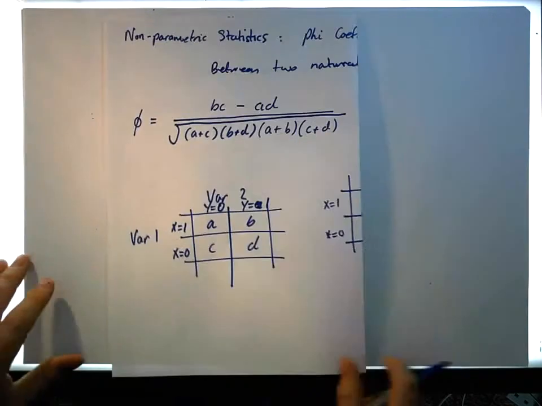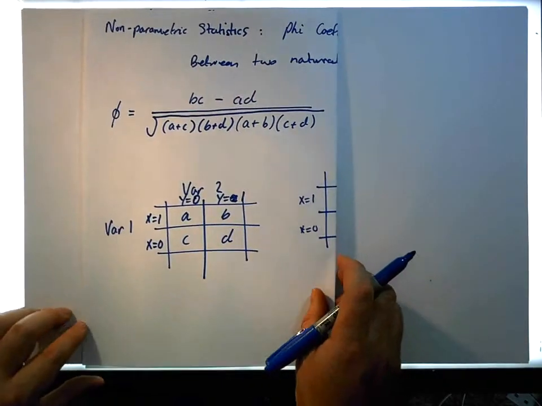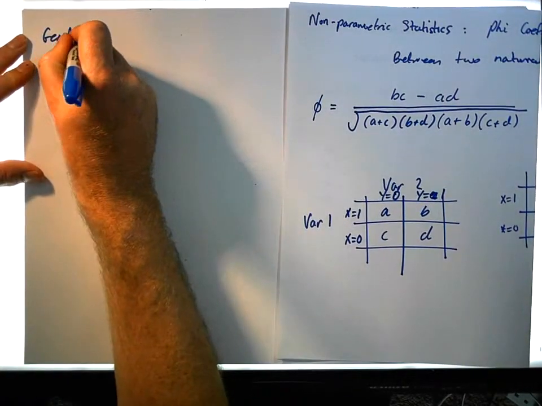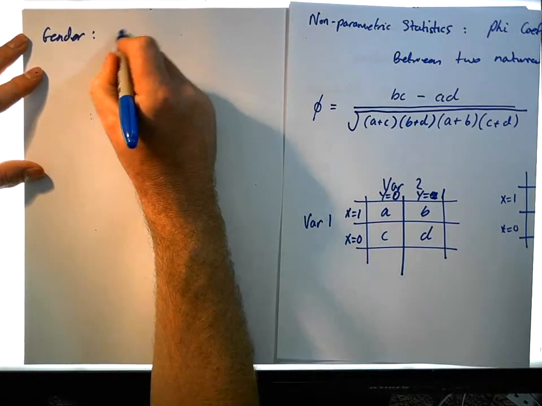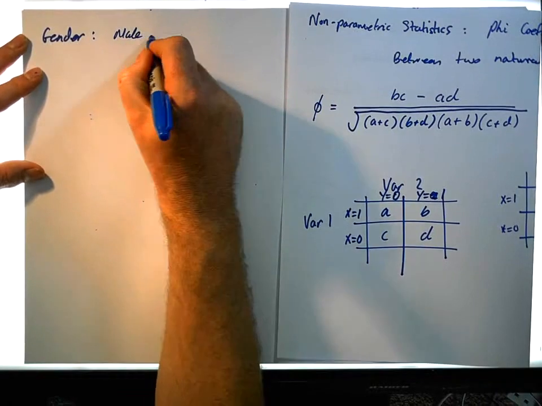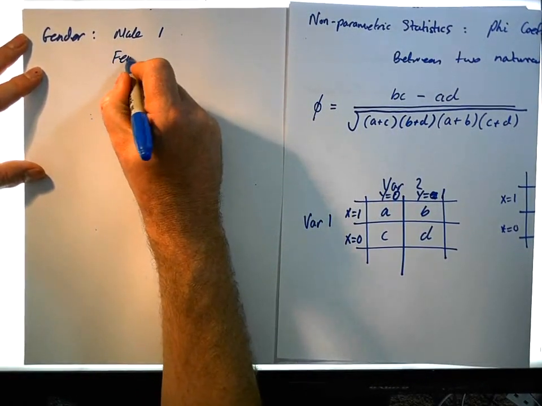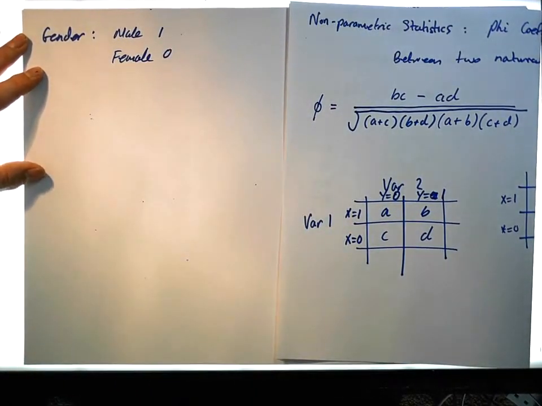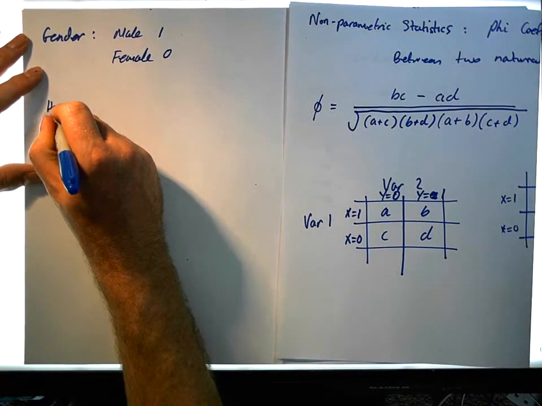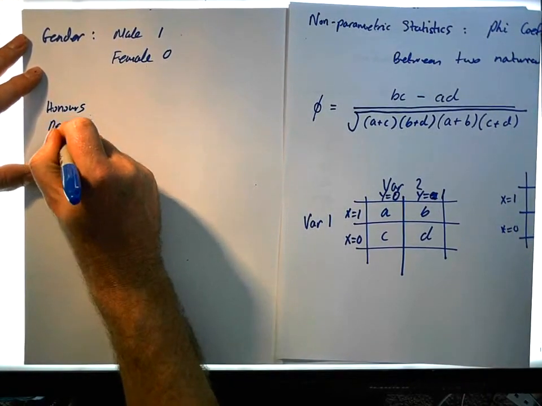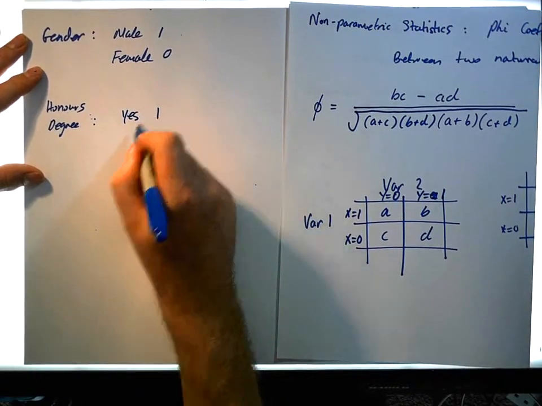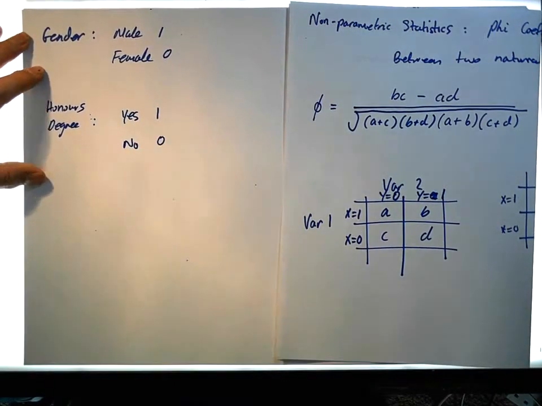I've measured participants on their gender, males and females. Gender is dichotomous, it has two levels. If you're male, you're scored as a 1. If you're female, you're scored as a 0. Or the other way around. And let's say the second dichotomous variable was whether you held an honors degree or not, and let's say yes was 1 and no was equal to 0.